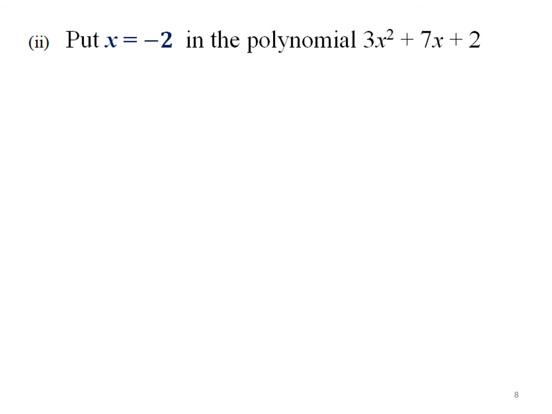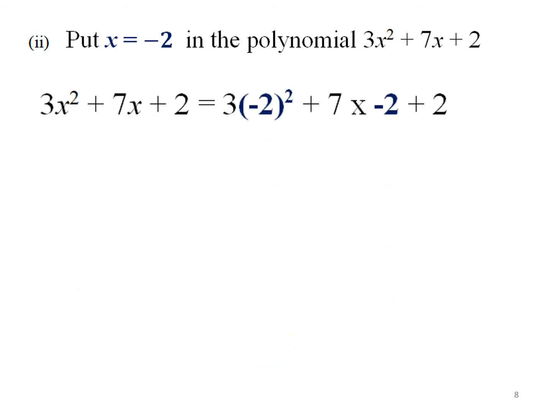Putting x is equal to minus 2 in the polynomial 3x square plus 7x plus 2, I get 3 bracket minus 2 the whole square plus 7 into minus 2 plus 2. 3 into minus 2 the whole square. Minus 2 square is 4. 4 into 3 is 12.